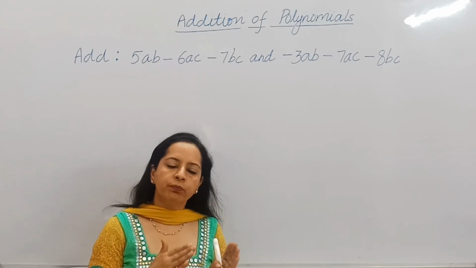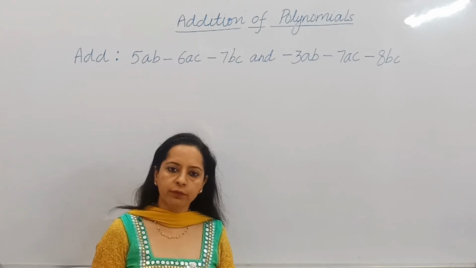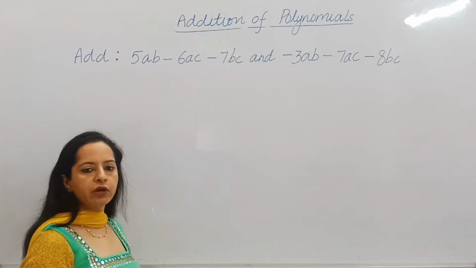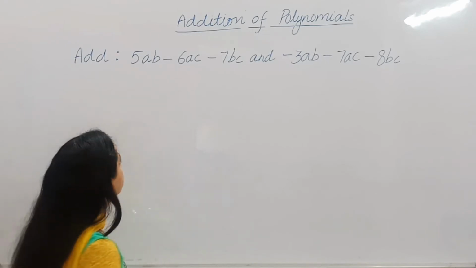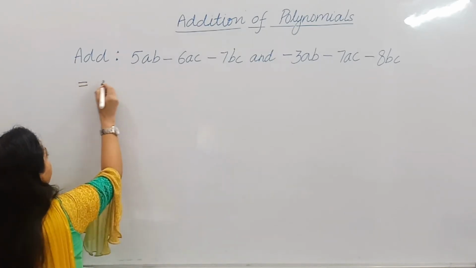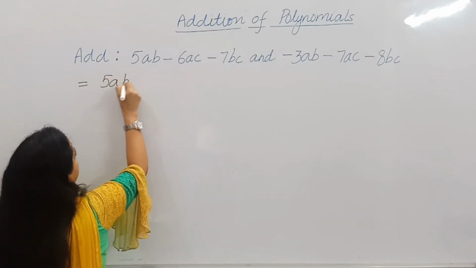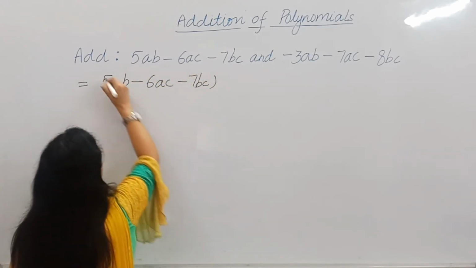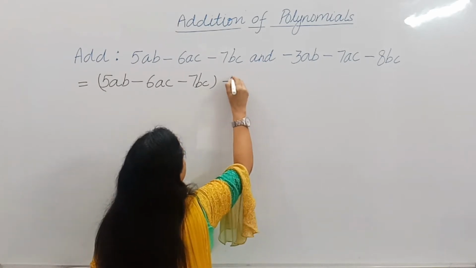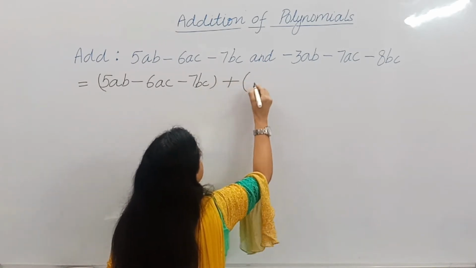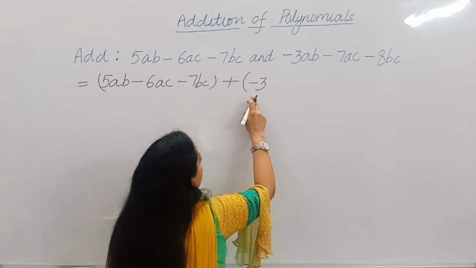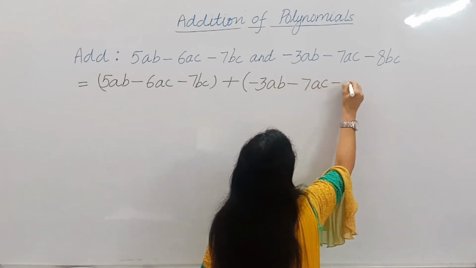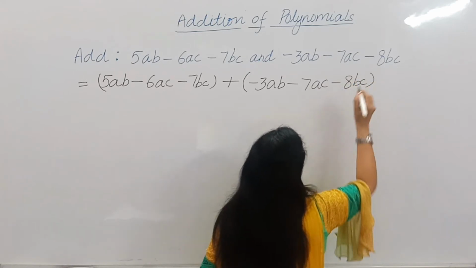I will be telling you both the row method and the column method for adding these polynomials. So this question also I will explain by both the methods. Let us write both the polynomials first. I have 5ab minus 6ac minus 7bc. We have "and" in between, so instead of "and" I am writing a plus sign. Writing the second polynomial, minus 3ab minus 7ac minus 8bc.